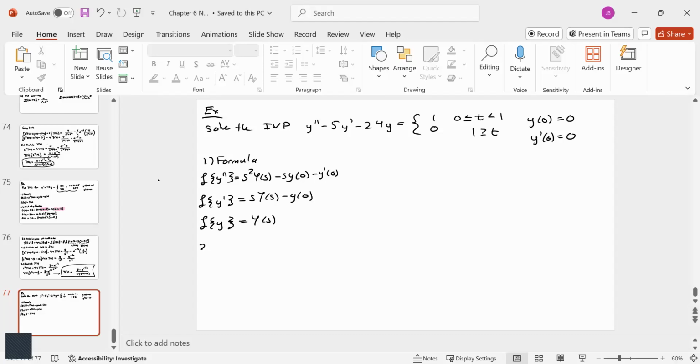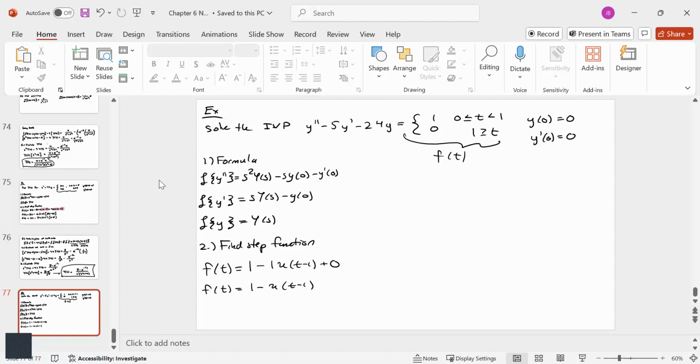Step 2 is to find the step function. So this whole thing right here, f of t. So f of t is going to be equal to 1 minus 1 u of t minus 1 plus 0. So that's what we end up getting. And so f of t is equal to 1 minus u of t minus 1. Not too bad. And then step 3 will be to Laplace both sides.